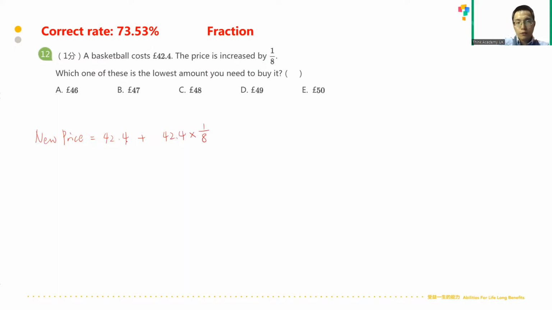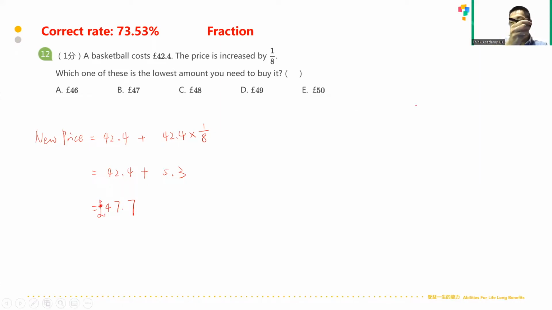So we can either take out the common factor of 42.4, or we can first find the product and then the sum. So let's use the second method. 42.4 plus 42.4 divided by 8. So 42.4 divided by 8 will give us a quotient, which is 5.3. And the new sum will be 47.7 pounds.